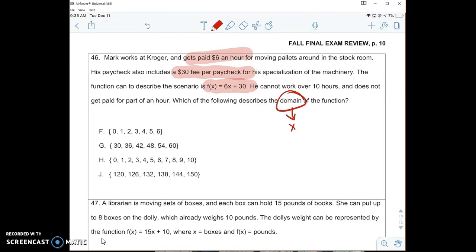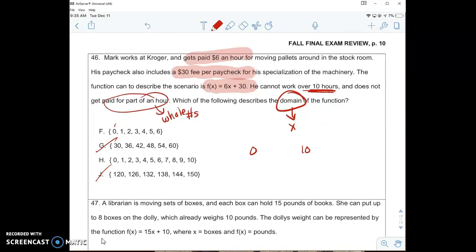Remember, domain is x. It says that x cannot be more than 10 hours. So 10 is going to be our greatest x value. And he doesn't get paid for part of an hour, so we are only looking at whole numbers. So already I can rule out G and J, because those go way above 10. And he could work as little as 0 hours.